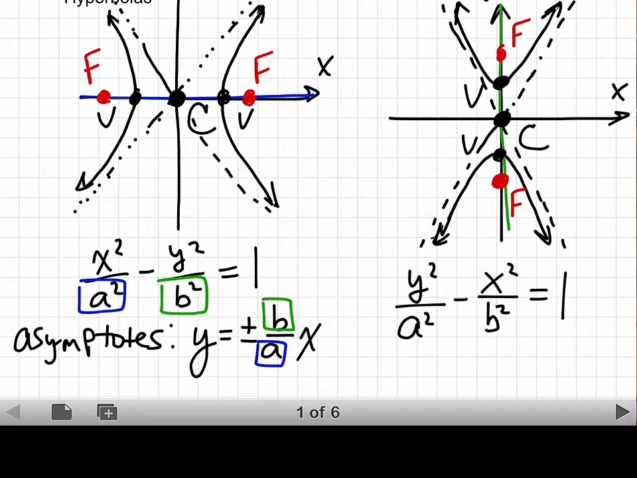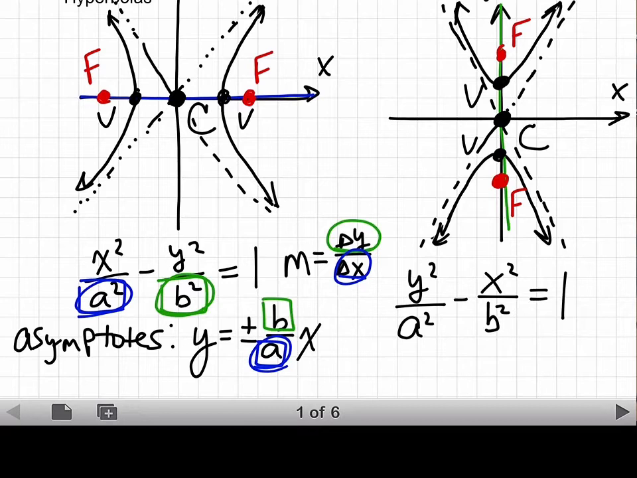This should make kind of sense because the slope of a line is change in y over change in x. So if we can remember that it's the letter under y divided by the letter under x, well, the square roots of those anyway, then that should make it a little bit easier to remember those equations.